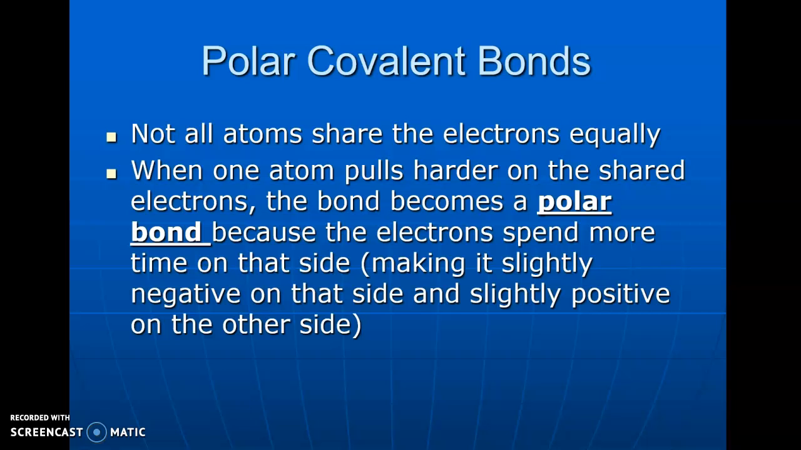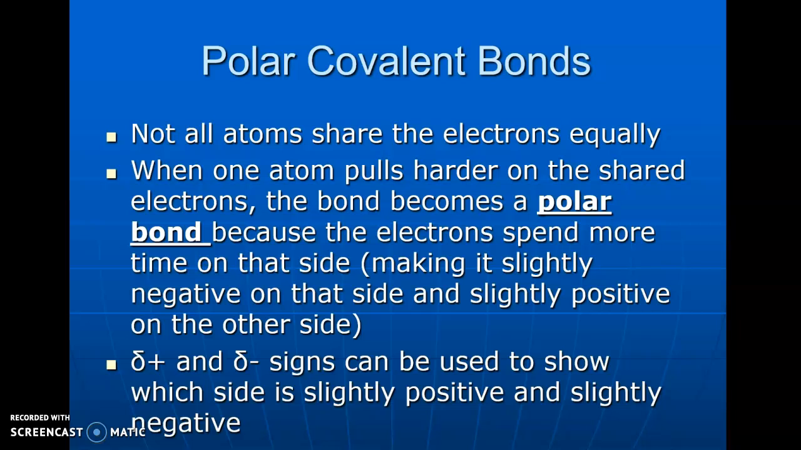When that happens, we call it a polar bond. It has formed poles, like the North and South Pole. So that's why it's called a polar bond. We can use little symbols called delta symbols, the Greek letter delta. And if the side of the molecule has the slight positive charge, we use delta plus or delta positive, and the side that is slightly negative, we use delta negative. The delta symbol represents partial, so it's showing that it only has the partial charge. It's not completely formed an ion.